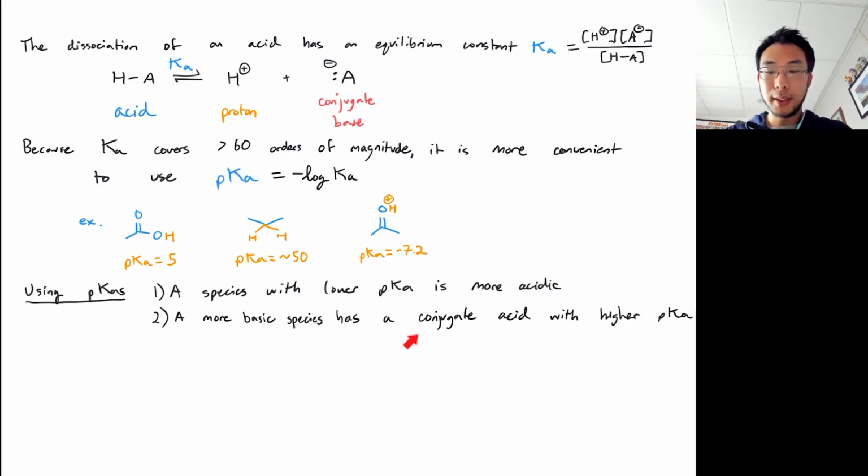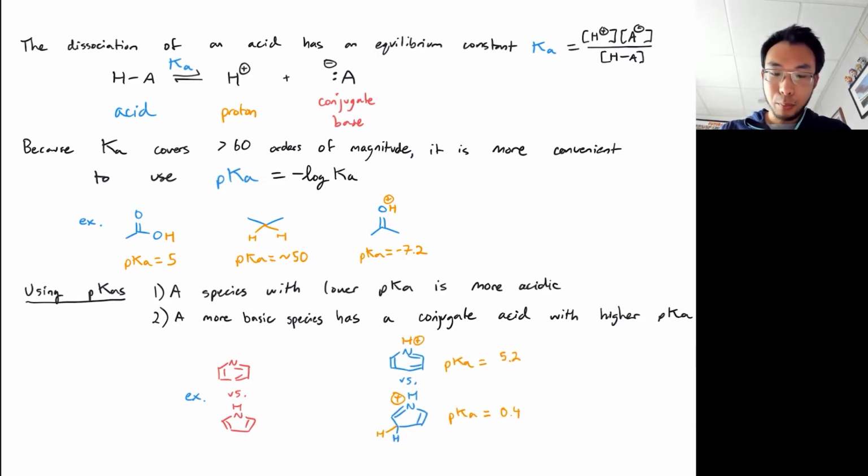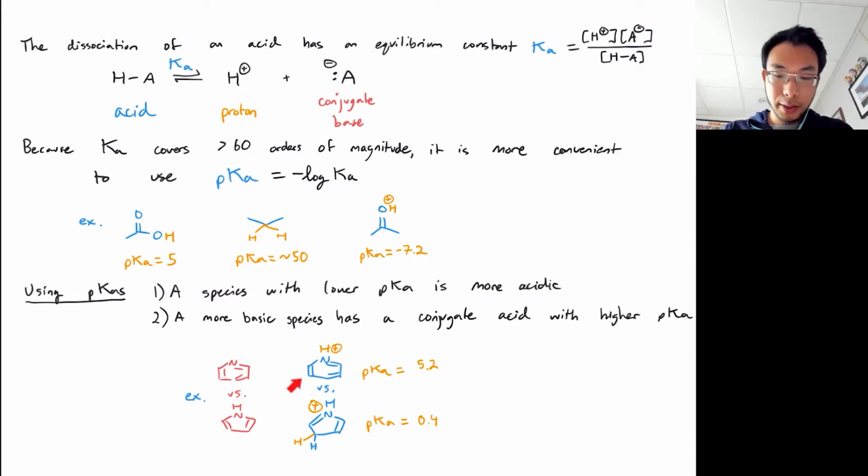So again, for bases, we reference the conjugate acid and look at those pKas. As an example, let's look at these two bases right here. Both of these will react with a proton to become protonated. And when that happens, you get these two conjugate acids. So here, if we look at the pKas, we want to pick the higher pKa conjugate acid as coming from the stronger base, which is this species right here, the molecule pyridine.